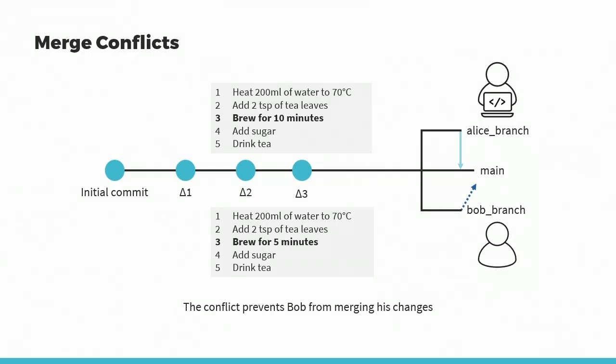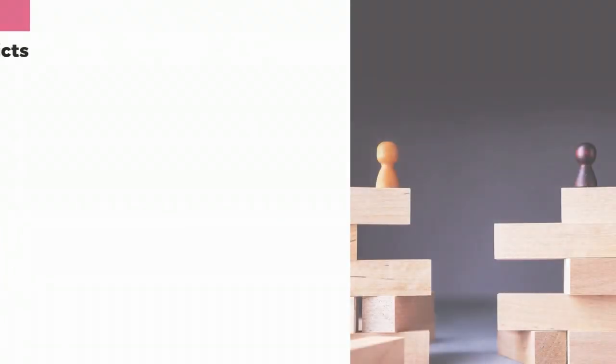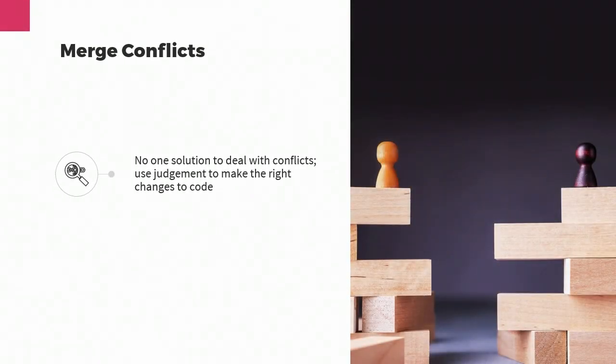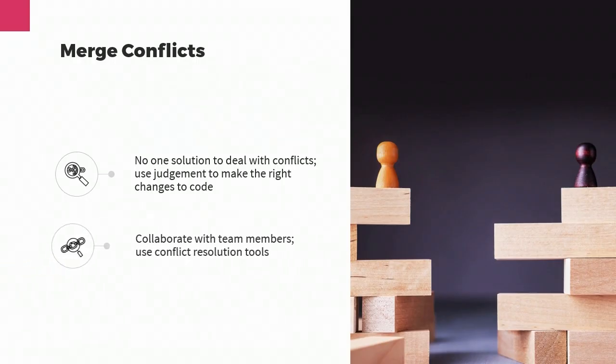Well, we need to figure out which version of the file to accept. Now, there is no one way to deal with a merge conflict. You have to use your judgment to see what version of the file to accept during the merge process. Resolving merge conflicts might involve collaboration between team members to figure out the right version of the final file. You can also use conflict resolution tools in order to make the process easy.